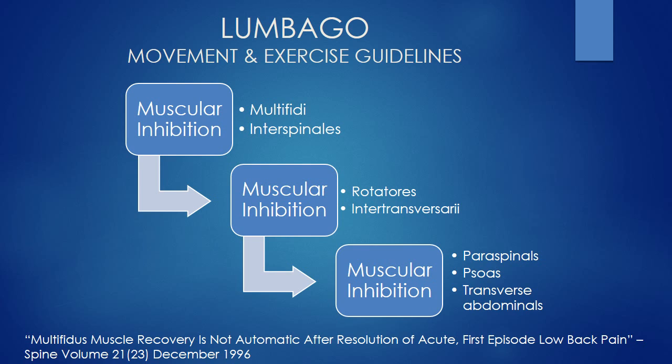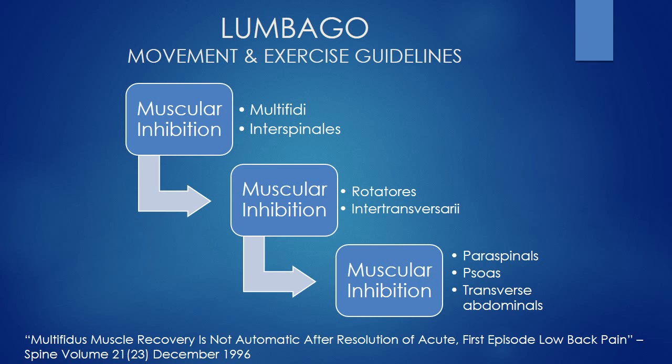And what they did was they separated these subjects into two groups. The first group they simply treated with rest, with medications, and with work restrictions. And the second group they treated with the same rest, medications, work restrictions, but also with specific exercises targeted at the multifidus muscle, the unilateral multifidus muscle.